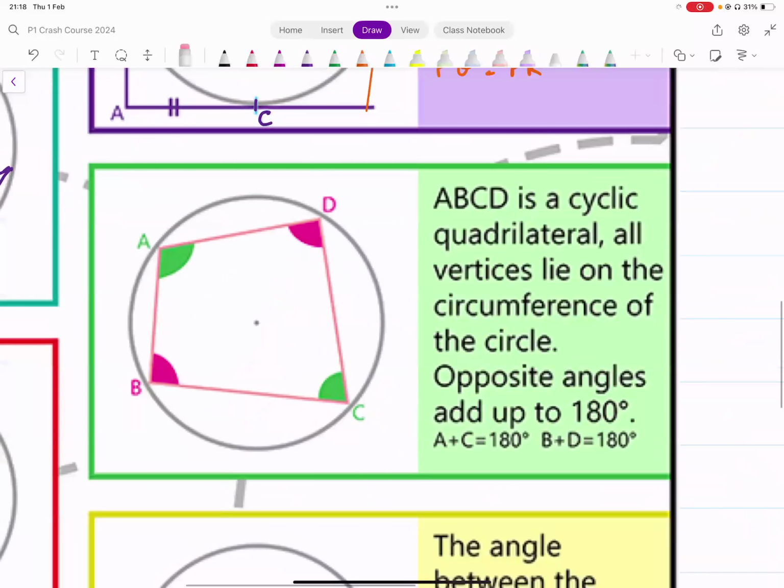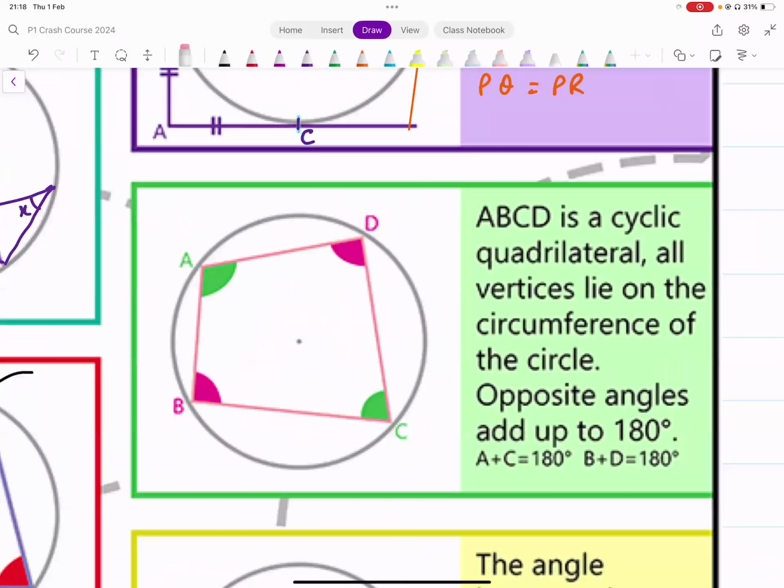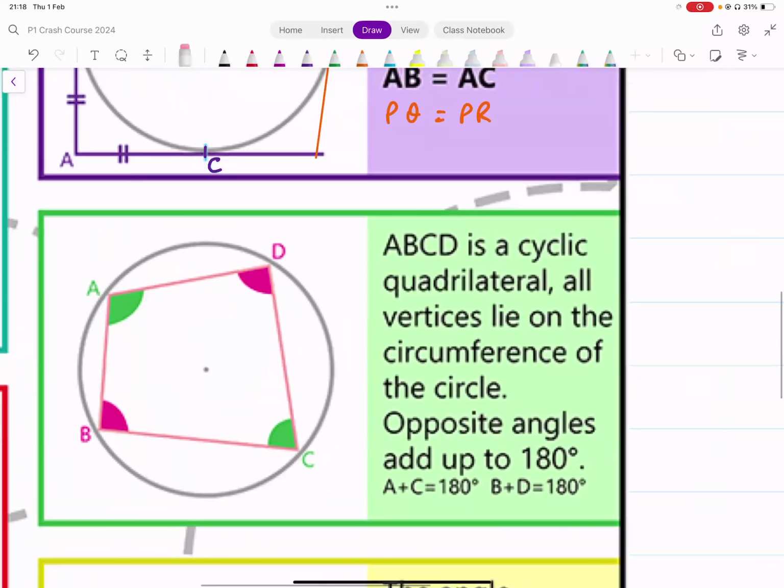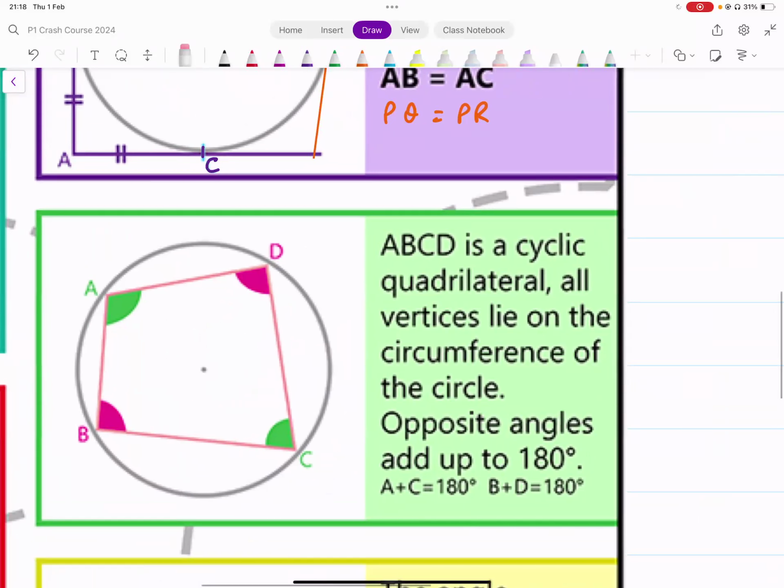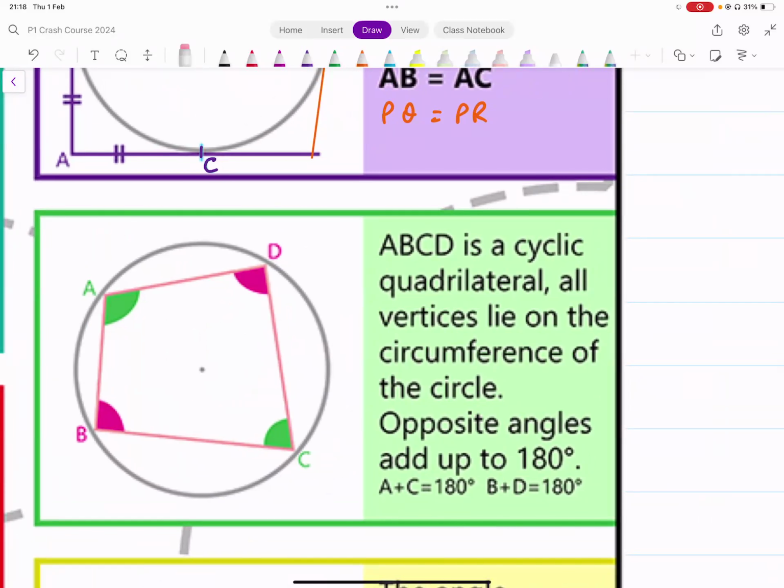Then we had this property, cyclic quadrilateral. Remember this? What is a cyclic quadrilateral? Quadrilateral is a figure that has 4 sides. A cyclic quadrilateral is one that has all of its vertices, all of its corners lying on the circumference. Okay, lying on the boundary of the circle. This is the cyclic quadrilateral.